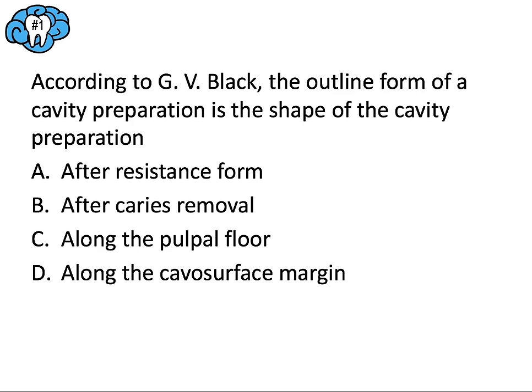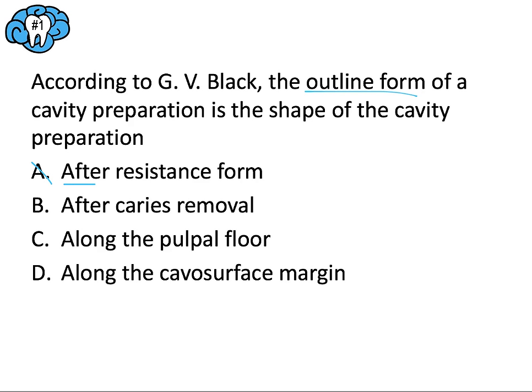So one of the best test-taking strategies out there is to eliminate the wrong answer choices. So let's do that. G.V. Black's steps to cavity preparation start with the outline form, followed by the resistance form and then the retention form. So if we're looking at answer choice A, we know that the outline form has to be before the resistance form, not after that. So A can't possibly be true.